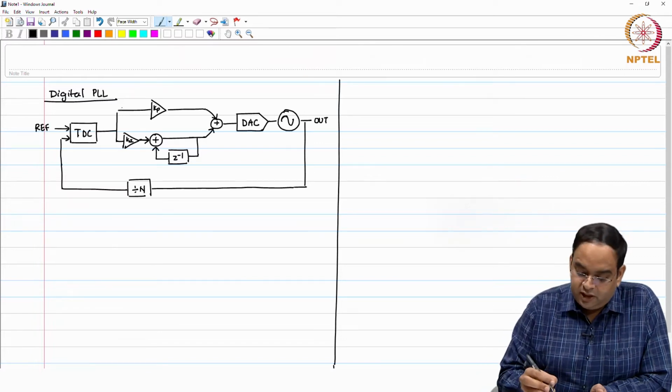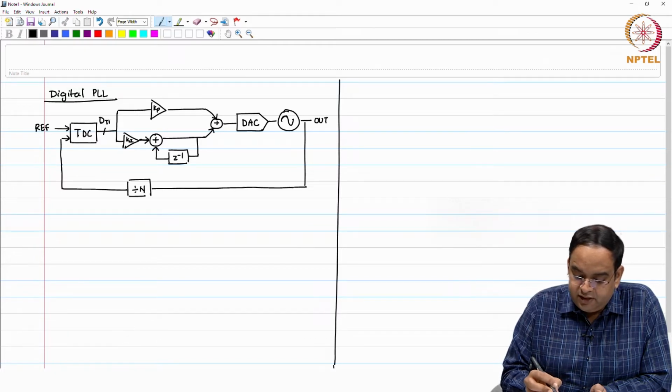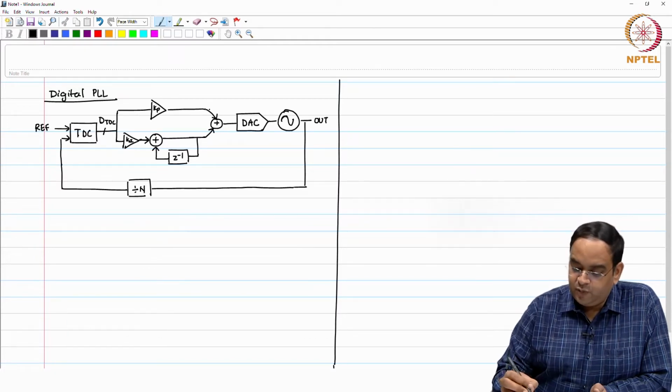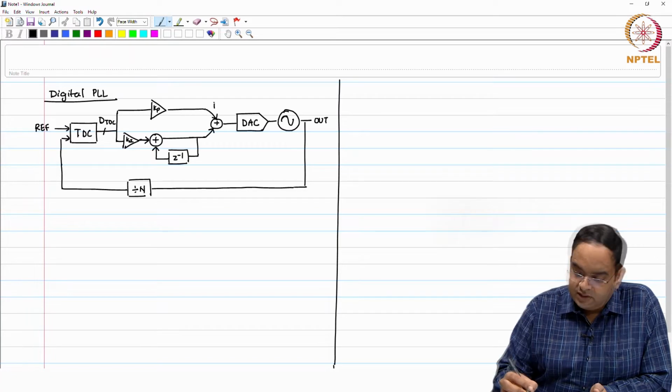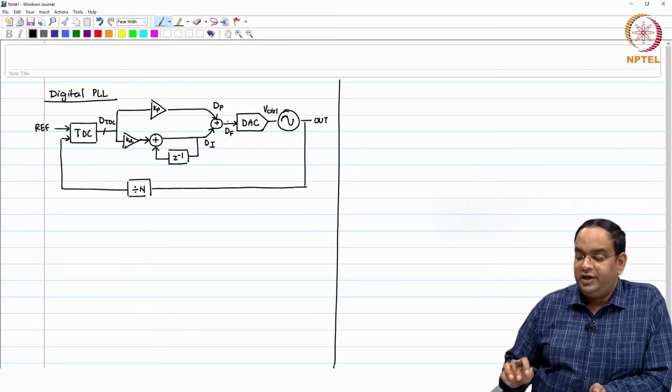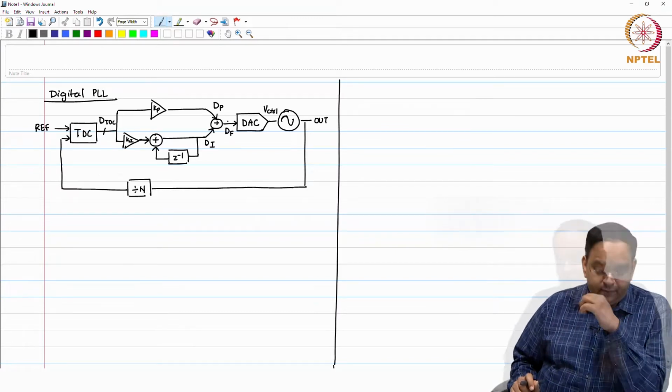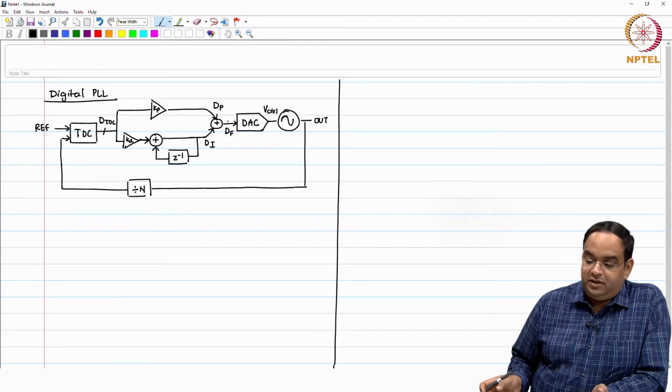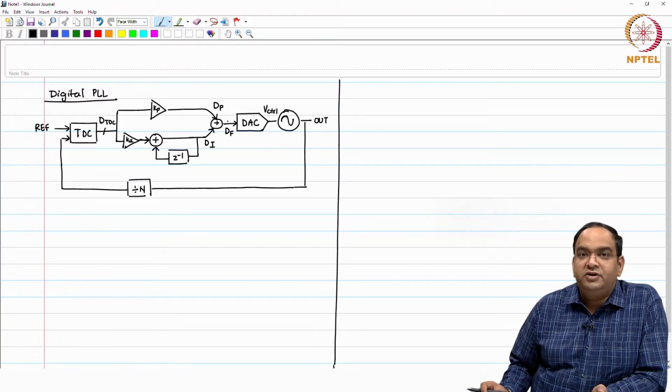The output of the TDC, I call this dTDC. The output of the proportional path, this is dP. Output of the integral path is dI. When you combine them, you get the digital control word df, and df gets converted to the voltage V control, and that is your output frequency. So your output of the oscillator is still a voltage waveform as it used to be.